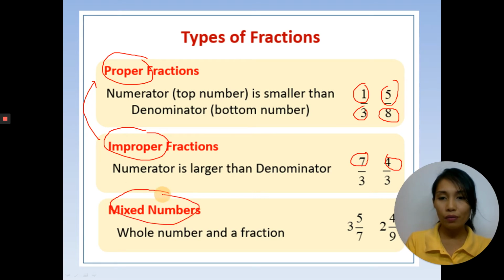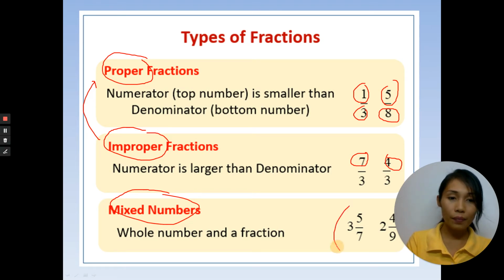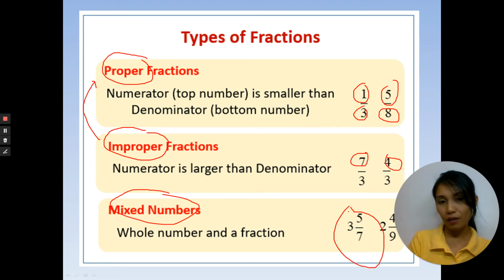So mixed numbers over here it's called mixed because it is a combination of a whole number and a fraction. A whole number means the numbers 1, 2, 3, 4, 5, 6, 7, 8, 9, 10, 11, 12, and more. And the fraction has a numerator and denominator. So if you look at the right side, okay, on this side is a sample of a mixed number. You see the whole number here is 3 and the fraction is 5/7. Okay, so that is a mixed number.